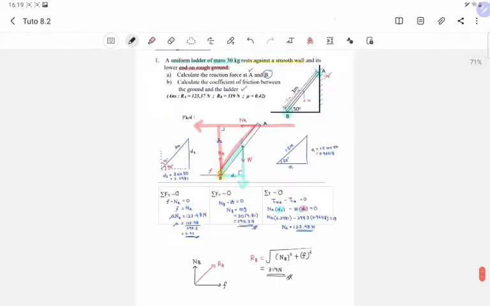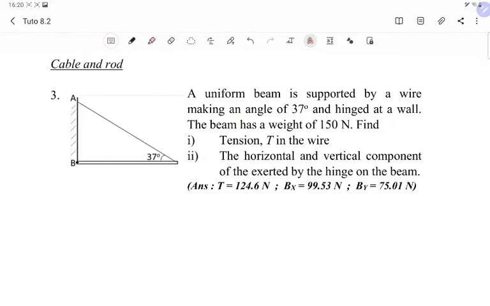Newton. Okay, the next example is for cable and rod. Given a uniform beam is supported by a wire making an angle of 37 degrees. So this is the angle of the string of the wire and hinge at wall. So this beam is attached at the wall at point B. The beam has a weight of 150 Newton and this is a uniform rigid body. Find the tension and the horizontal and vertical component exerted by the hinge on the beam.